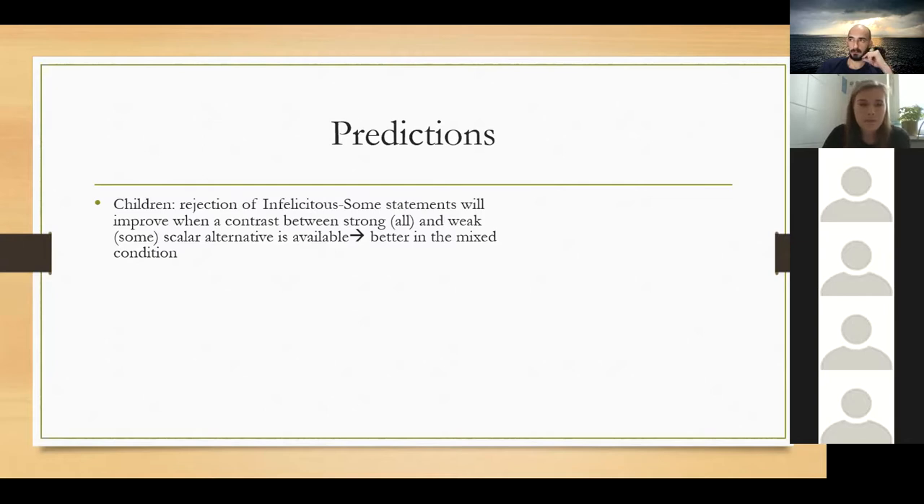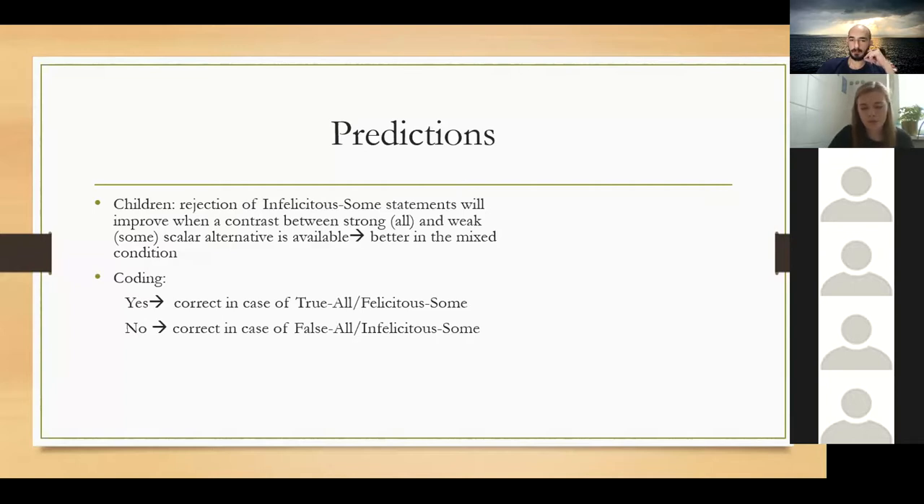And this contrast is available in the mixed condition, because as we remember, in the mixed condition, the sum and all statements were intermixed, but in no specific order. And this was a prediction that was made for the children regarding the infelicitous sum statement. Regarding the other statements, they made no predictions, I think, and also for the adults, they didn't predict anything.